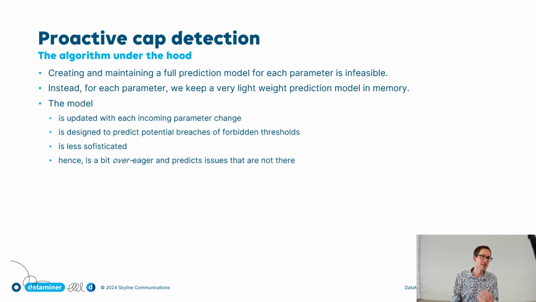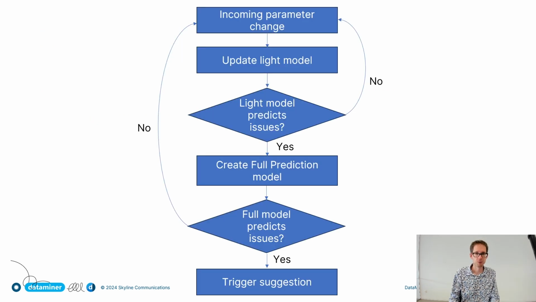So instead, what we did is we developed a new lightweight prediction model. This lightweight prediction model can be updated in real time with any incoming parameter change, and it is specifically designed to predict potential breaches of forbidden thresholds. Now, unfortunately though, it is less sophisticated than the full prediction model that we discussed last week. Hence, it's a bit over-eager in the sense that it predicts issues that are sometimes not there. So how did we address this problem?